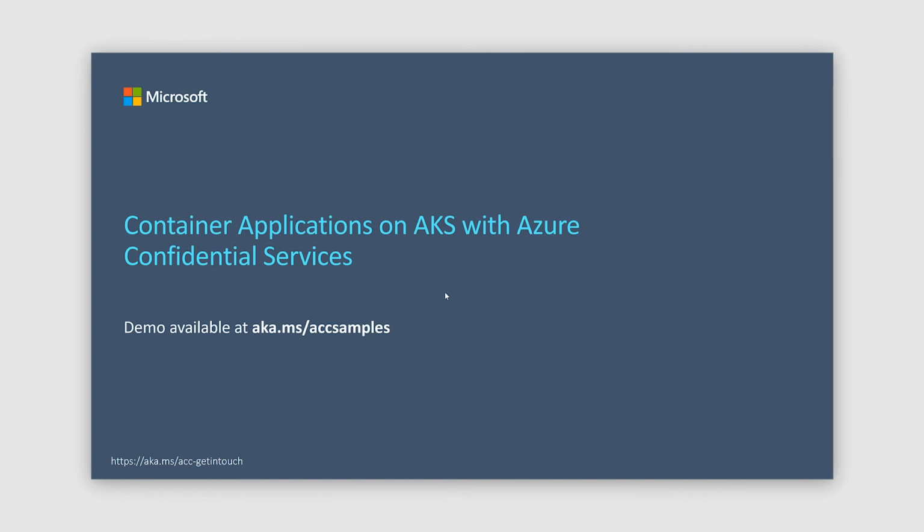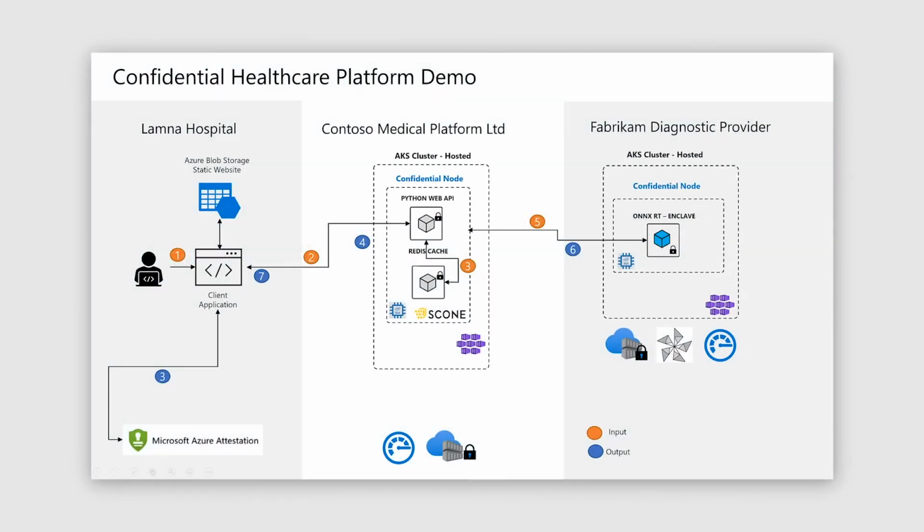The business problem lies between three parties, with the hospital as the primary customer sharing the patient-sensitive information. All three parties were able to move forward leveraging confidential computing nodes on AKS and related confidential services with Azure for end-to-end protection. The client is running on Azure Blob Storage hosted on Lamna's Azure subscription, who is the primary customer, the hospital. A Python Flask-based web API application is leveraging Scone for a lift and shift, and Redis Cache as a storage for full in-memory encryption.